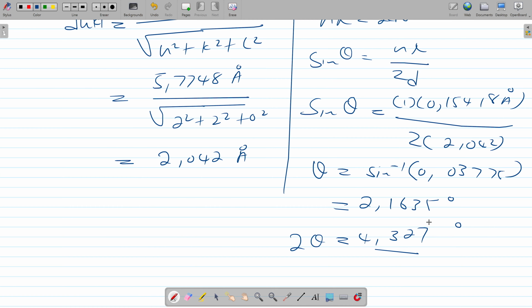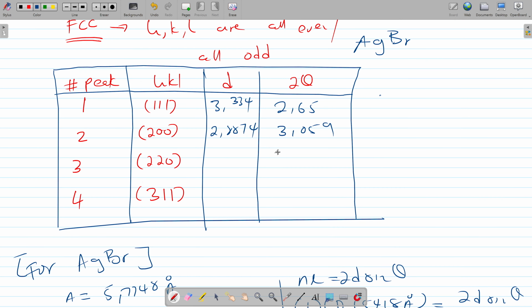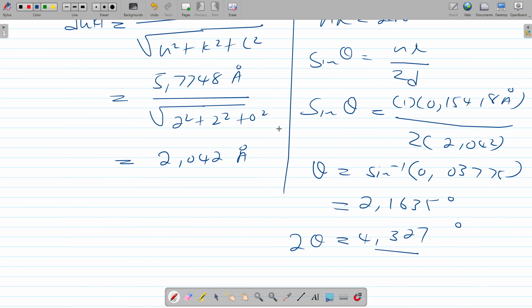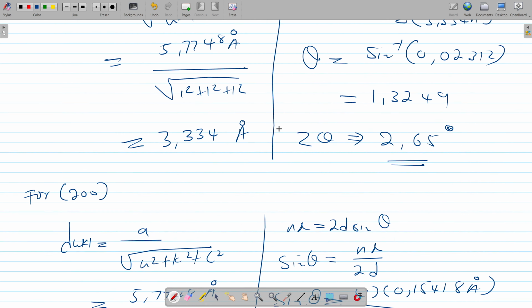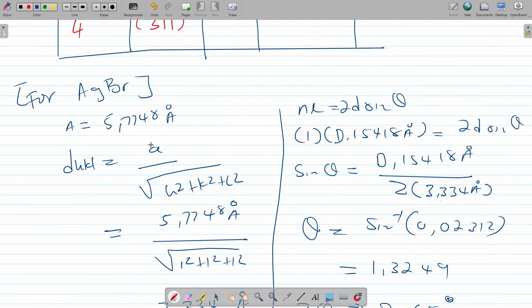4.327 degrees here, right? So we're going to go up and fill that into our table, which is 4.327, and our d-spacing was 2.042. And then we move on to 311.